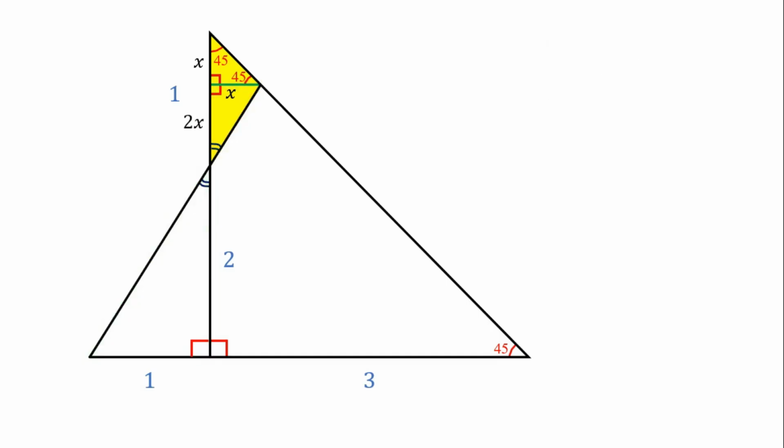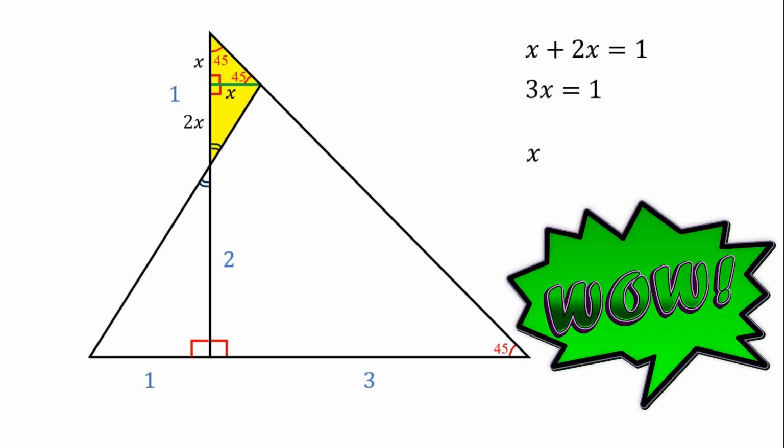Notice that this segment of length 1 is divided into two parts, x and 2x. So we have x plus 2x equals 1. That gives us 3x equals 1. Dividing both sides by 3, x equals 1/3.